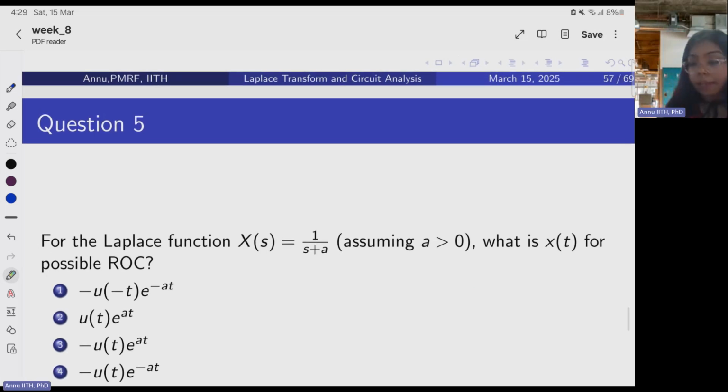Question number 5. Okay, I will explain the question, then you will tell me the answers. For the Laplace transform X(s) equal to 1 upon s plus a, assuming a is greater than 0, what is x(t) for the possible ROC? Very simple it is.